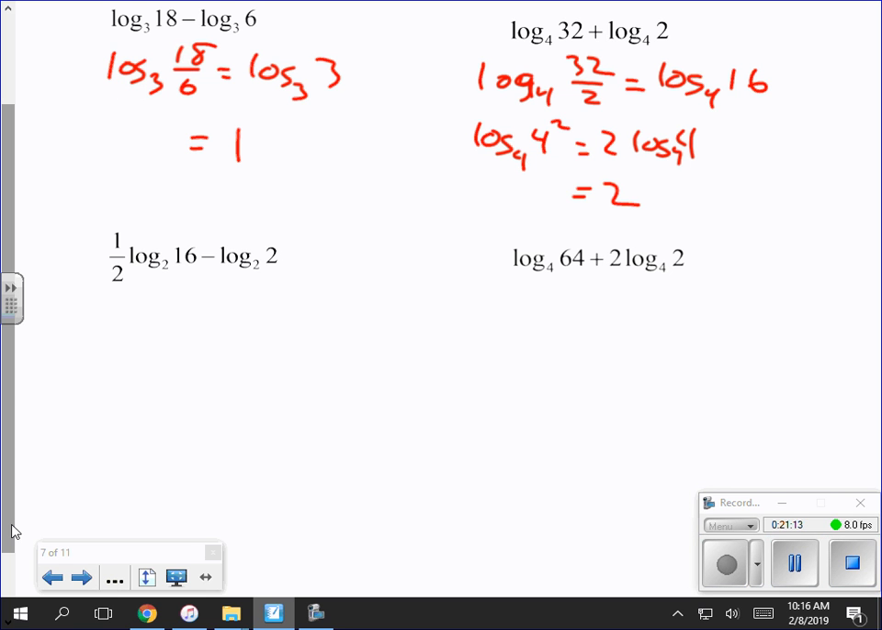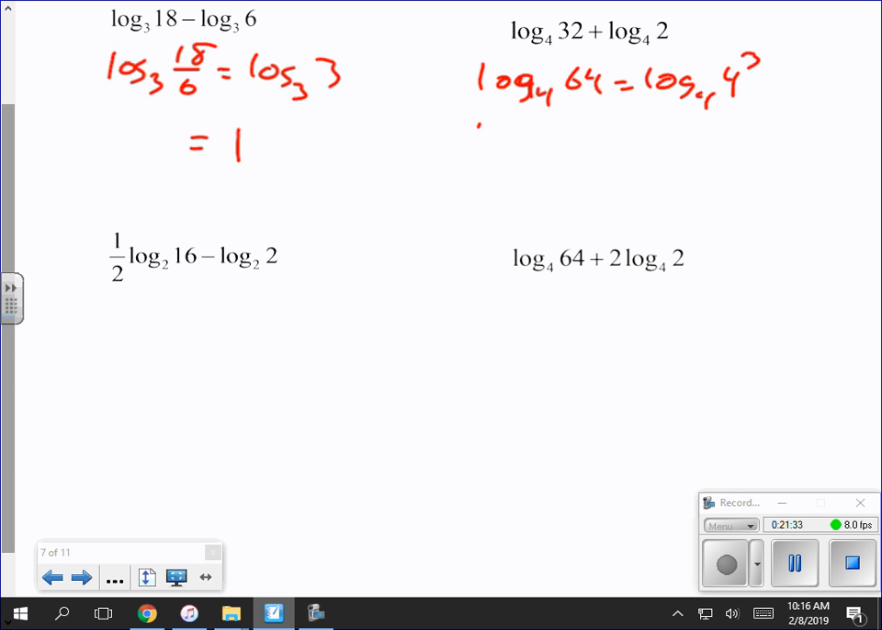This next one here, you need to bring the exponents up for, yes. You're right, it's multiplication, my bad, thank you. So that would be 64, which is log base 4 of 4 cubed, which is 3 log base 4 of 4, which is 3. My bad. This one you have to bring the power up first.